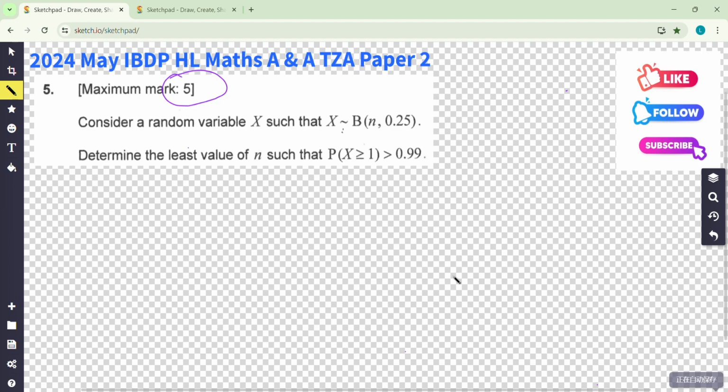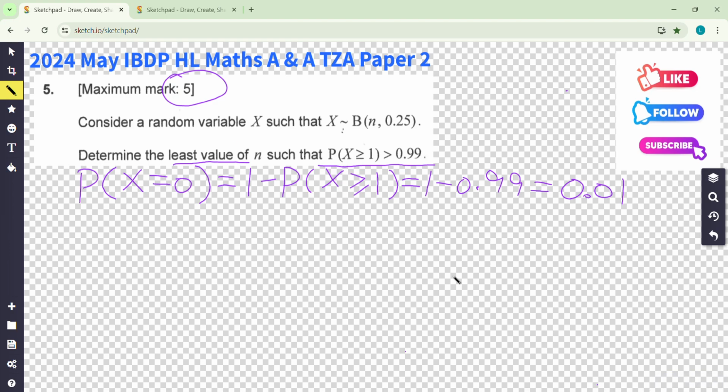Okay, just one part. Find the least value of n such that probability X larger than or equal to 1 is larger than 0.99. What about the rest of the possibility, X equals 0? So actually it is a calculation problem. Probability X equals 0 equals 1 minus probability X larger than or equal to 1, right? They're complementary. So it equals 1 minus 0.99, so it is 0.01.